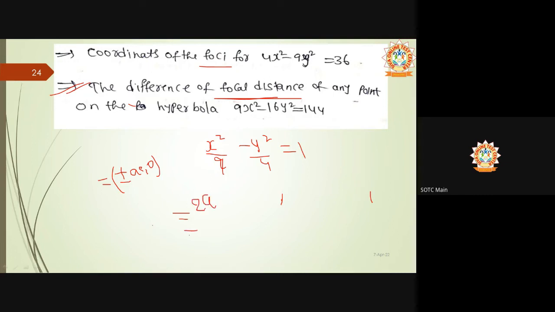So what is the A value? 4, sir. 4. Very good. So 2 into 4, that is 8. So 8 is the focal distance. So focal distance means that is the transverse axis.